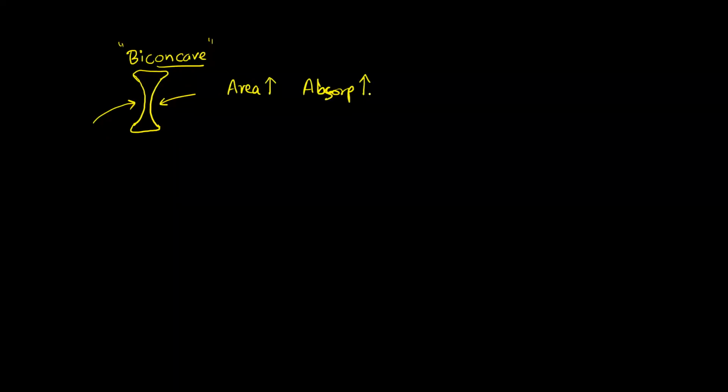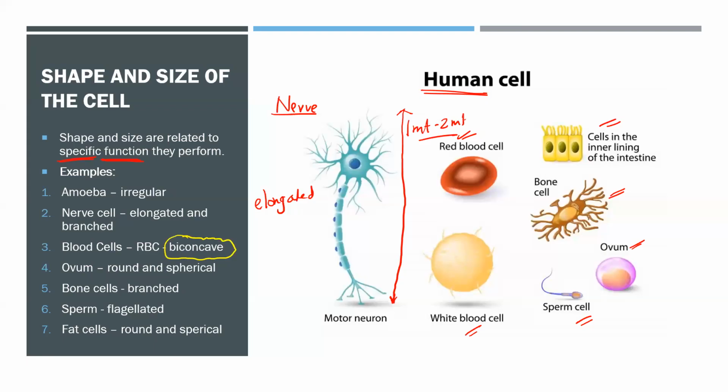What is the function of RBC? Transport the oxygen from our lungs to the different body cells, right? So in order to transport more and more oxygen, it needs to absorb more oxygen. And how can it absorb more oxygen? By increasing the area. So area increases, absorption increases, amount of oxygen also increases. Okay, and the amount of oxygen that will reach our blood will also increase, right? So in order to increase its efficiency, in order to perform the function, the RBC has become biconcave.